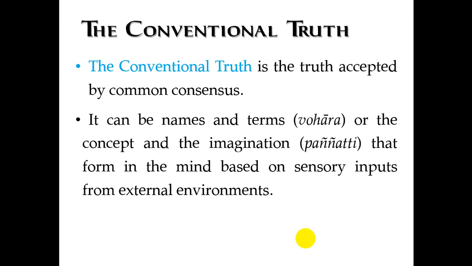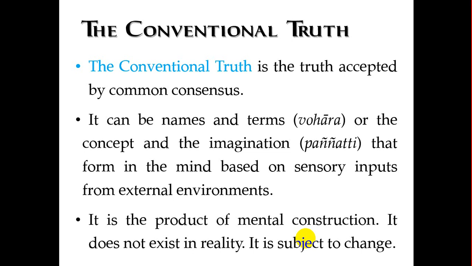In the mind, based on sensory impulses from the external environment, it is a product of mental construction. So our mind constructs concepts, imagination, ideas. All these are concepts. All these are sammuti sacca. They are subject to change over time. Previously, Singapore was named Temasek, right? Myanmar was named Burma, right? It doesn't exist; it is just imagination, just a name. Any question?